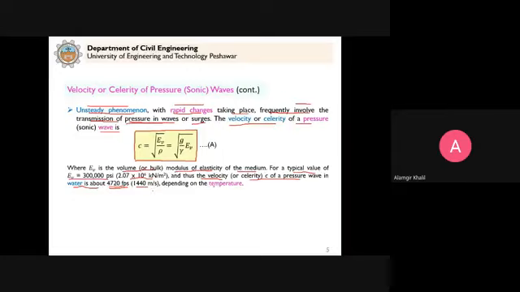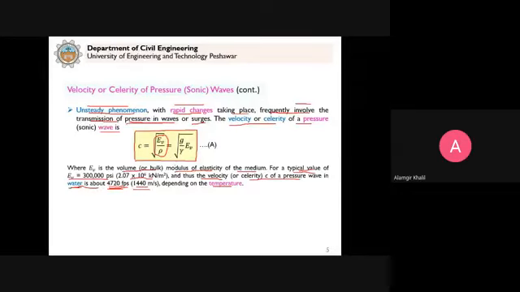Why will it depend on the temperature? Because density and bulk modulus can vary with temperature. So for any given temperature you consider, the typical value is around 4,720 foot per second or 1440 meter per second. This is for water. If you have another liquid, this will change, as I said, because it depends on the fluid properties.